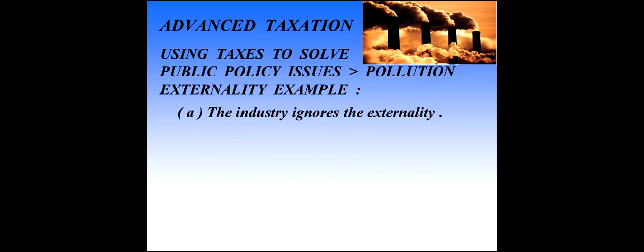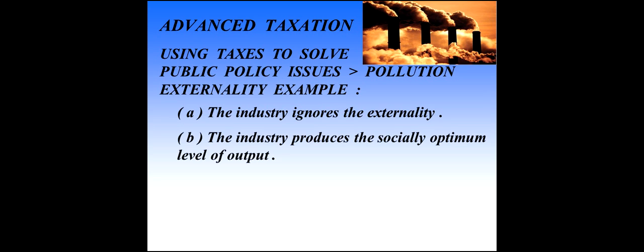The first condition that we want to illustrate with our graph is the condition that currently exists. The industry is ignoring the externality and it's polluting at will. So what does that look like from a graphical standpoint? Then we also want to show the second condition, in which the industry would produce what we call the socially optimum level of output. In other words, what we would like to see the solution be.